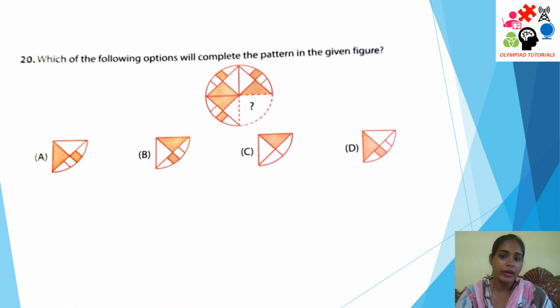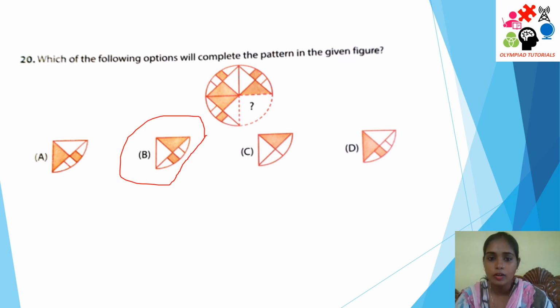So here again you have a picture pattern, and if you have a close look at it, you will see that your option number B is going to fit in the missing place. So B will be your correct option.